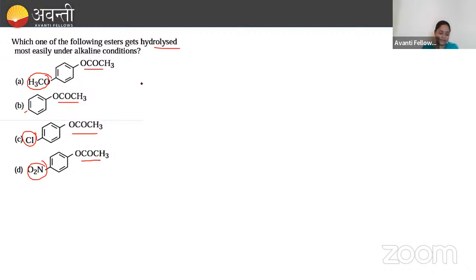So here we need to consider the electron withdrawing effect, electron withdrawing group, as well as electron donating group. What do they do in terms of hydrolysis? You should know that an electron withdrawing group increases the reactivity towards nucleophilic substitution reaction. On the other hand, the electron donating group decreases the reactivity towards nucleophilic substitution reaction when it occurs on the benzene. So you can see OCH3 is donating.